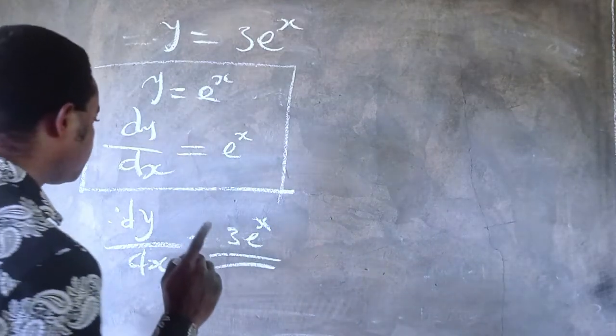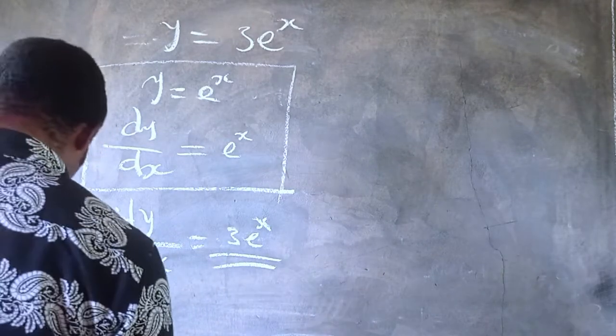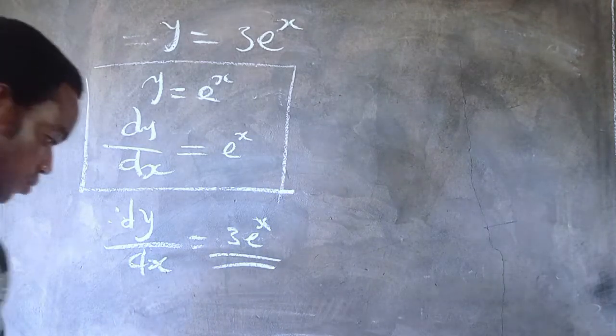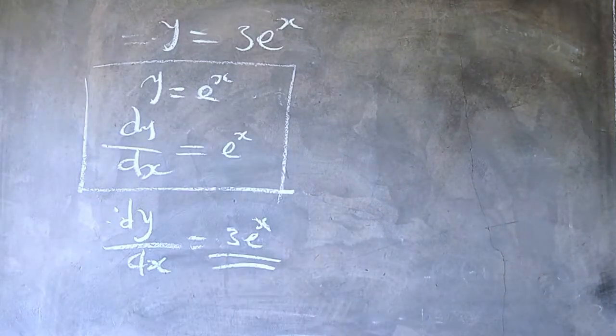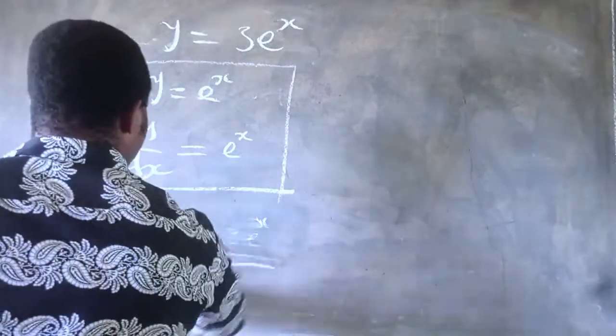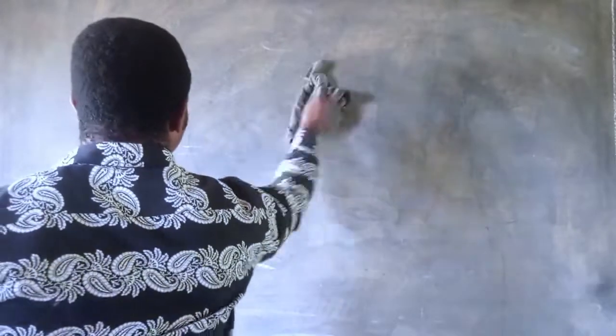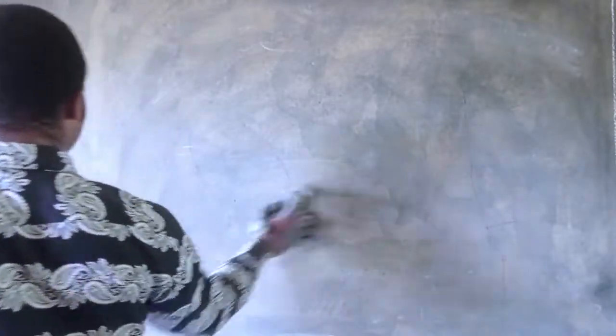And there you have it. This is the solution to this one. 3e raised to power x. Just like that. So as we move on to chain rule, we're going to see what to do with it when the power x has a coefficient as we move on.